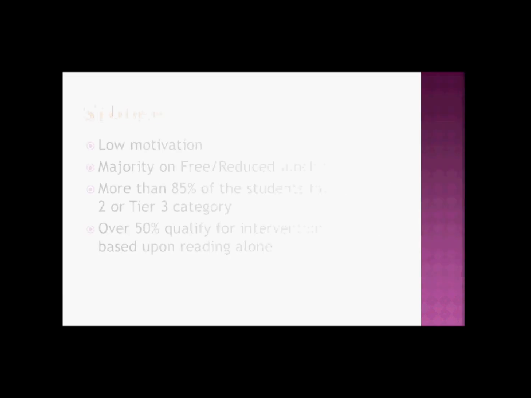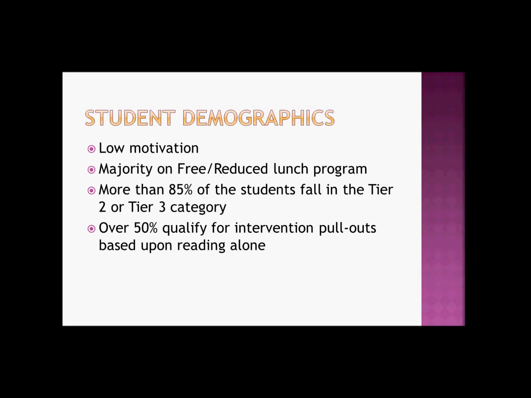For a little bit of background history on my Chemistry 11 course, a majority of these students are very low in motivation. They fall within the free and reduced lunch program, and within our district, we tier our kids into 3 tiers. Tier 1 are those students that are on track to be successful. Tier 2 are the kids that are maybe not quite up to grade level, but with a little bit of help, they could be where they need to be successful.